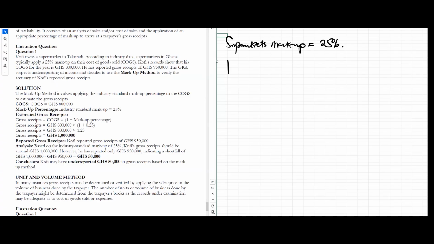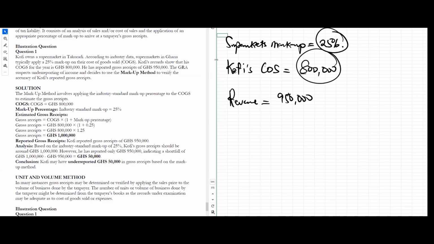And Kofi's cost of sales was how much? 800,000, right? And his revenue reported, his gross receipts, was how much? 950,000. Good. So if we apply this profit on his cost of sales, we should get the same 950,000, because cost plus profit equals selling price. True or false? True.